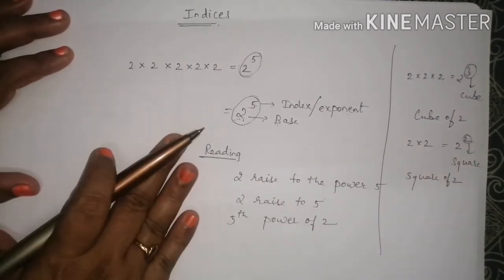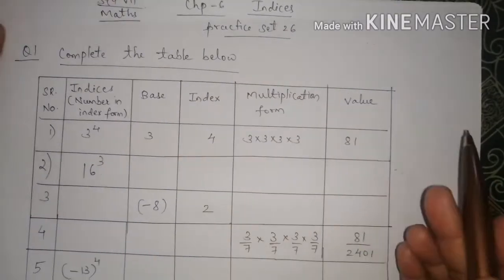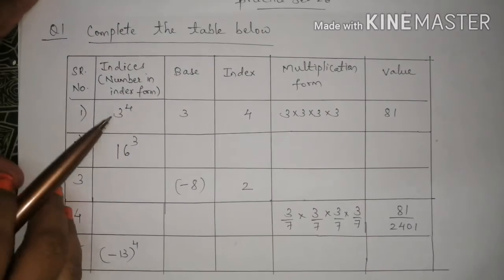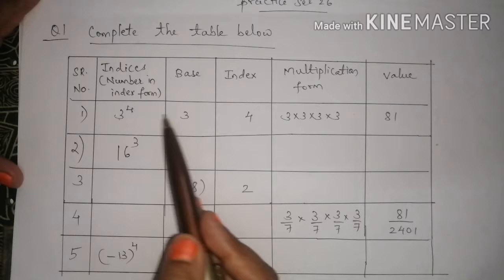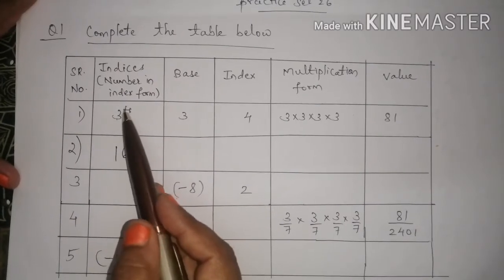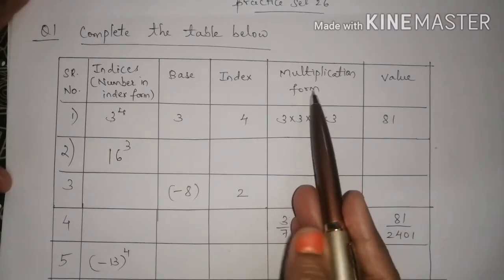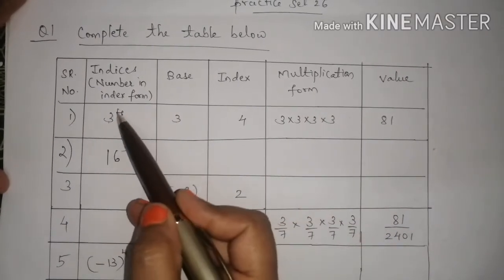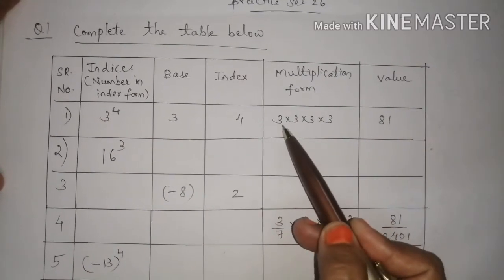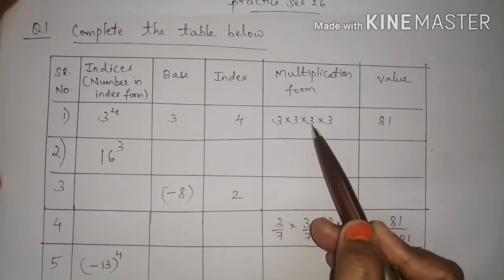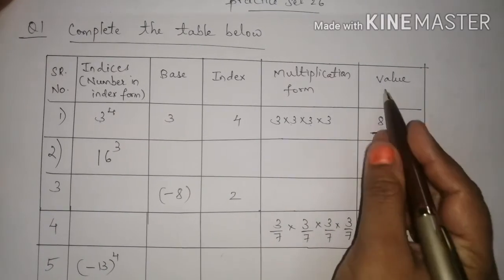Okay, so that's all for this introduction. Let's start with this practice set 26. See here, complete the table. The first one is already done, 3 raised to 4. The down number is called the base, it is 3. The upper number written at the head of the 3, that is 4, is the index. Multiplication form means you have to write that number 4 times. So you multiply the base 4 times. Value means you multiply and get the answer. 3 3s is 9, 9 3s is 27, 27 3s is 81. That is the value, the answer you get after multiplication.